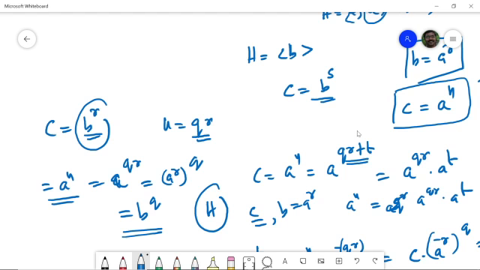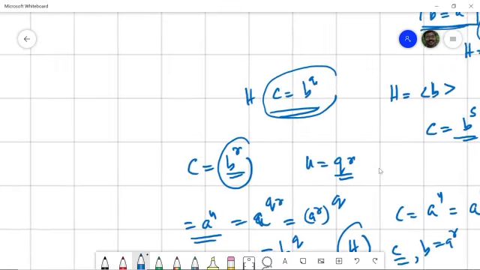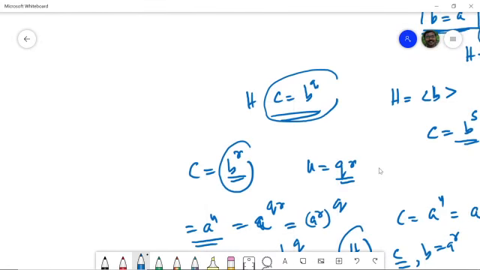What do you mean by this? This means that if you take any other element of H, it can be written as a power of this b. So every element of H can be written as a power of b, that means this is a cyclic subgroup. So what does that mean? Every subgroup of a cyclic group is also a cyclic group.